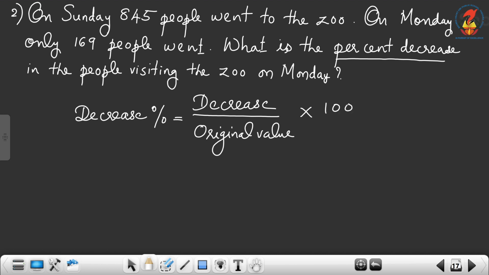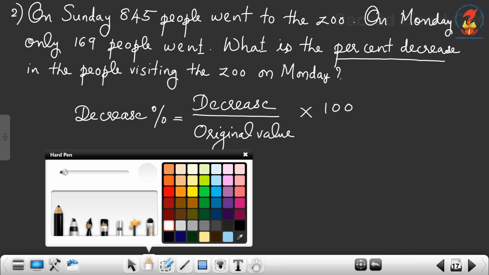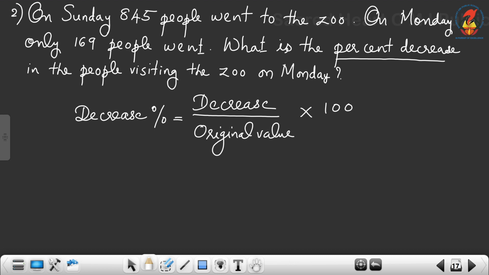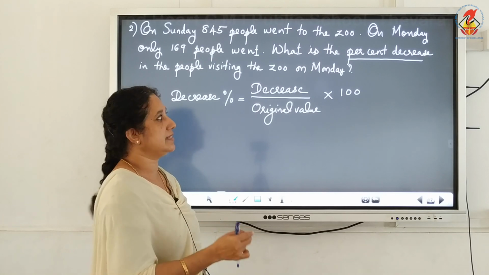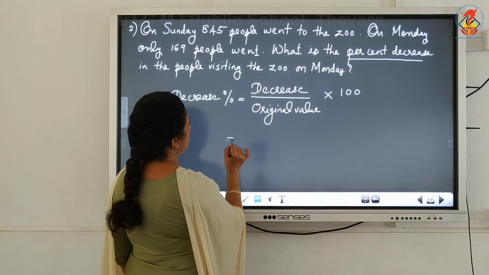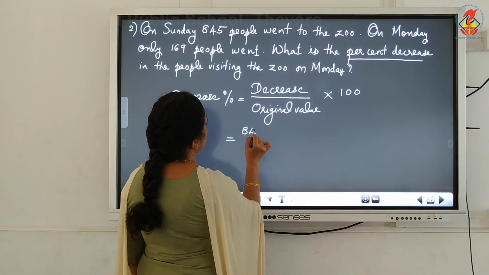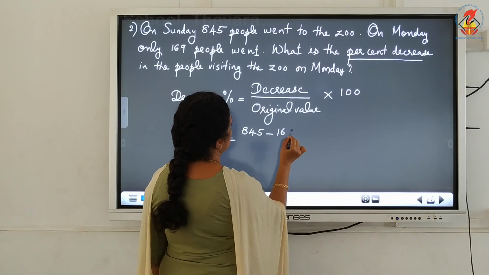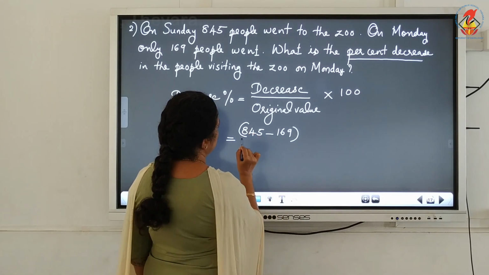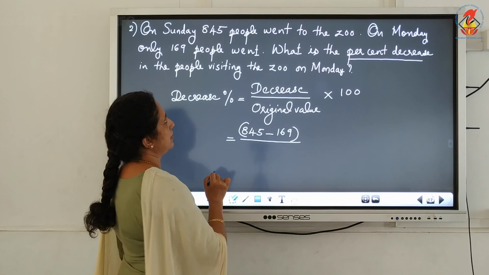Now how can you find out the decrease? On Sunday 845 people went and on Monday 169 people went. So there is a decrease in the number of people. So what is that decrease? That we have to find out. That means 845 minus 169 divided by the original value.